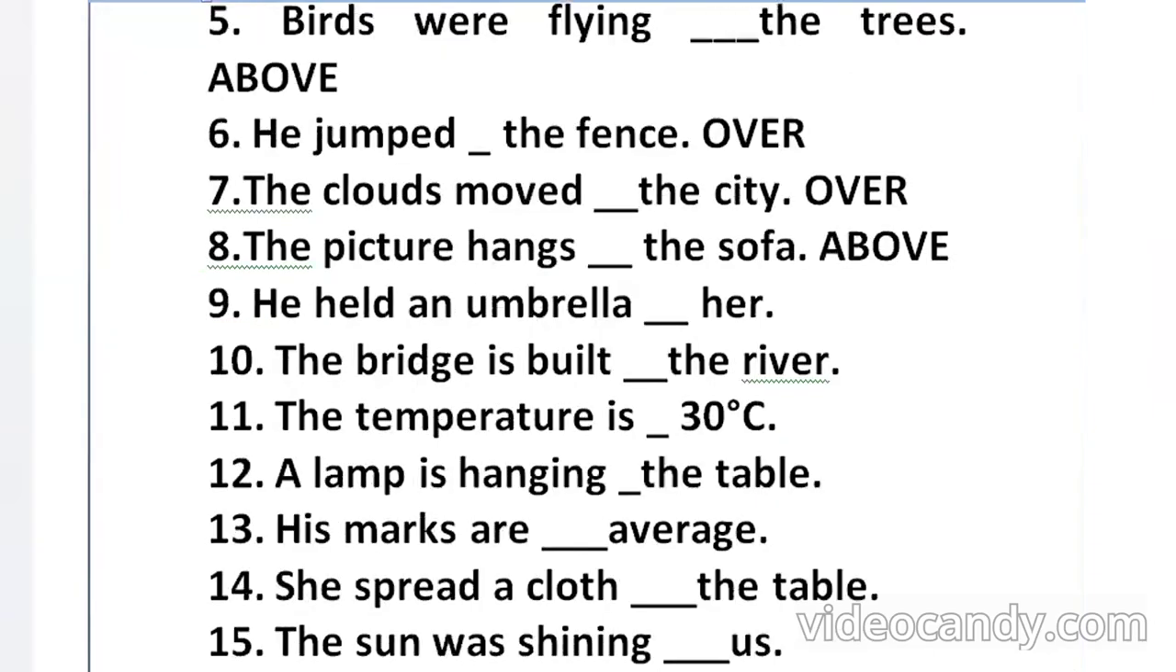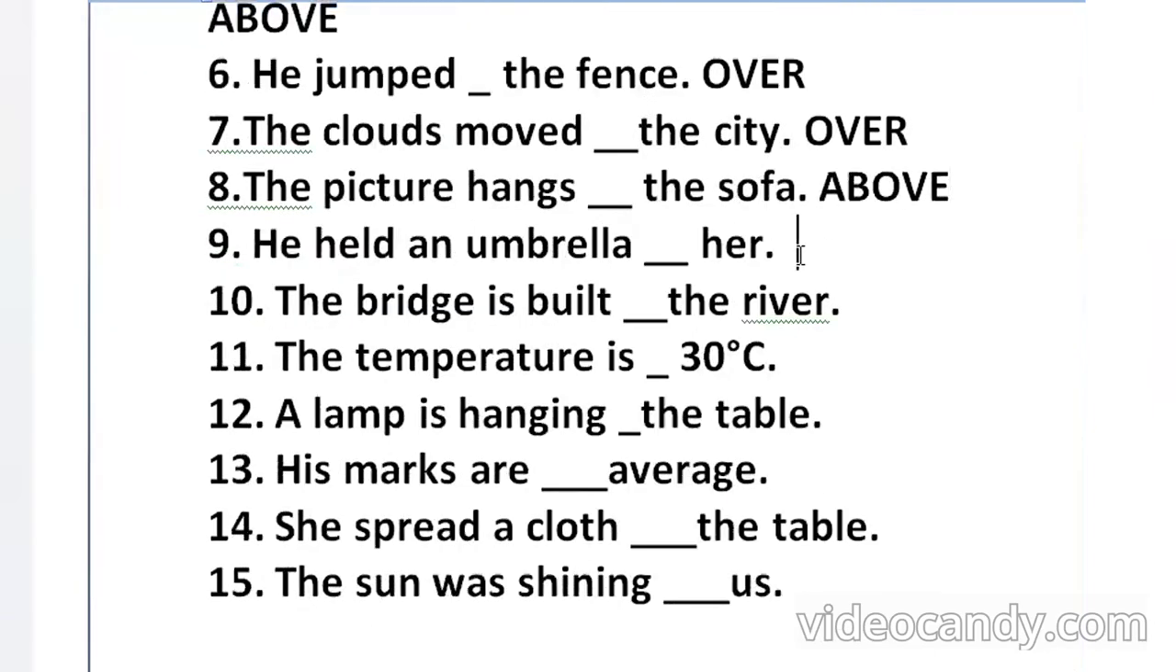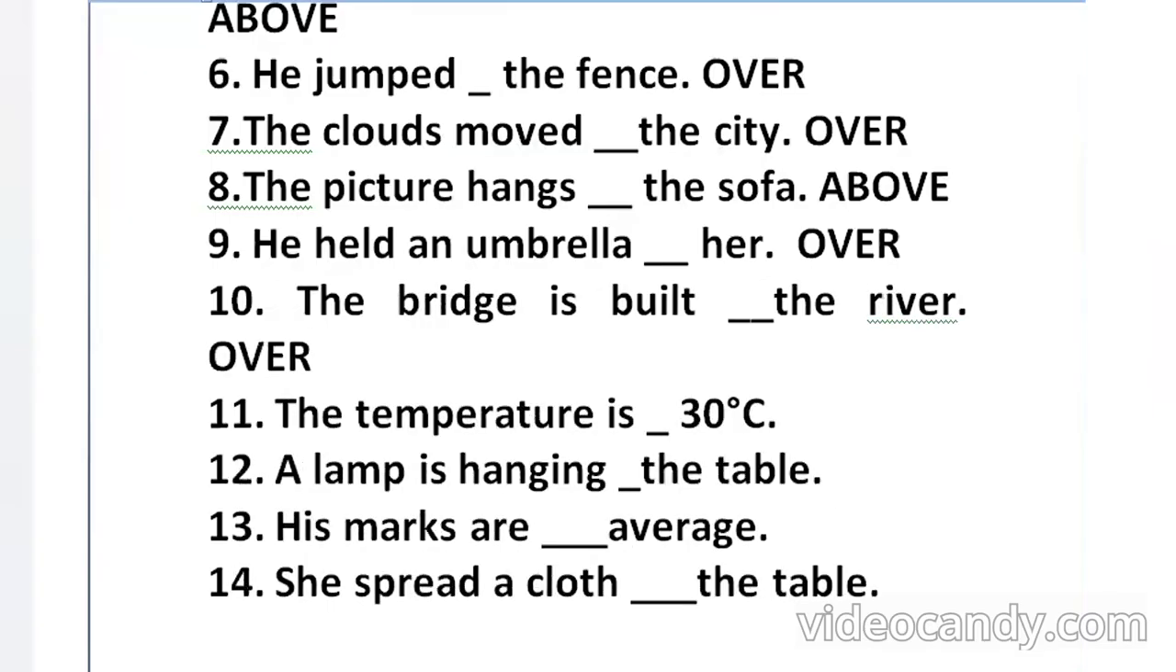Number 9. He held an umbrella blank her. Over. He held an umbrella over her. Number 10. The bridge is built blank the river. Over. The bridge is built over the river.